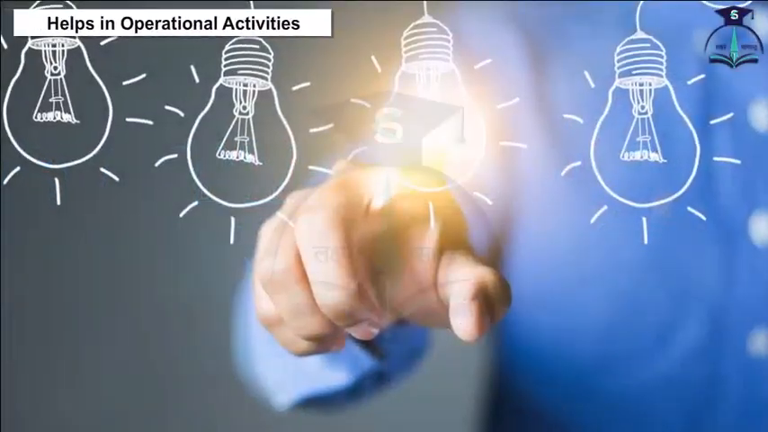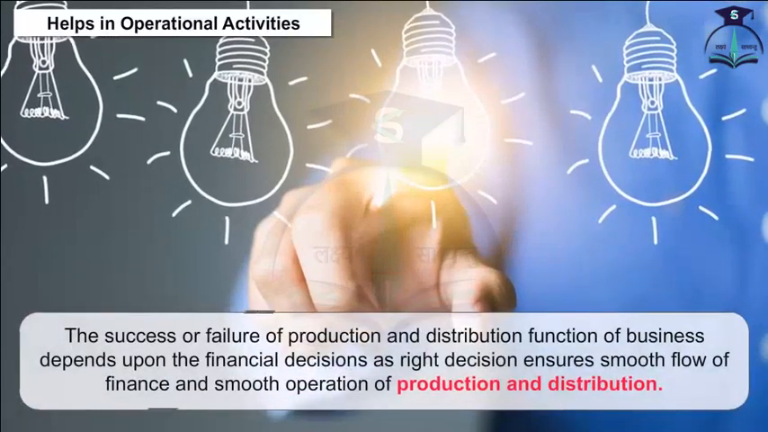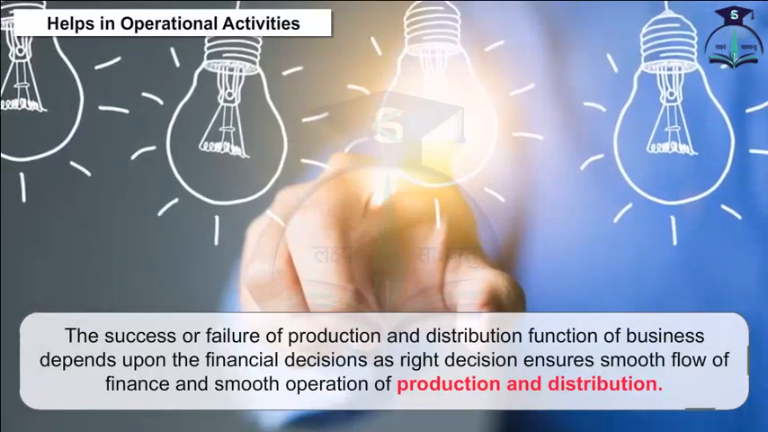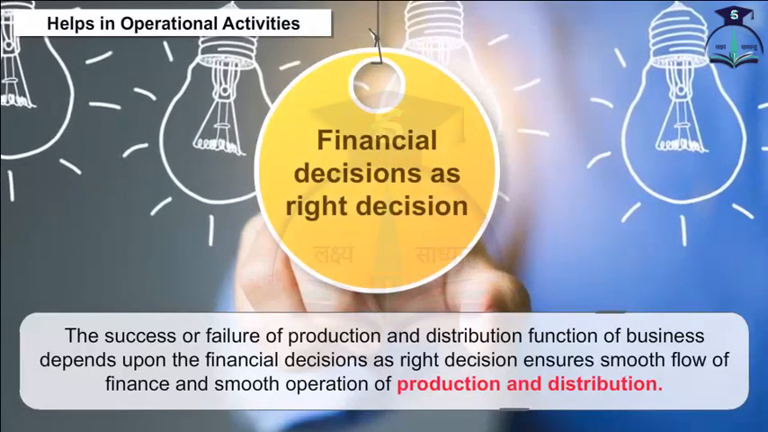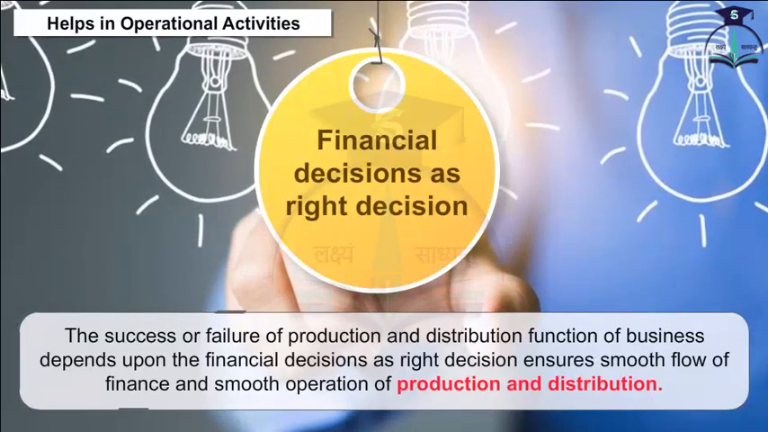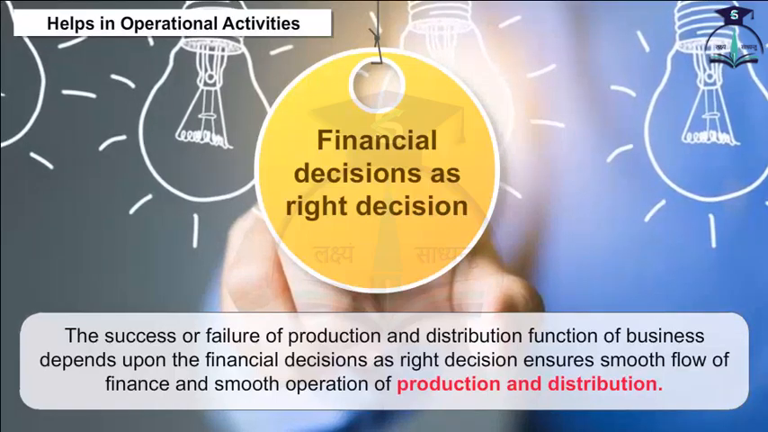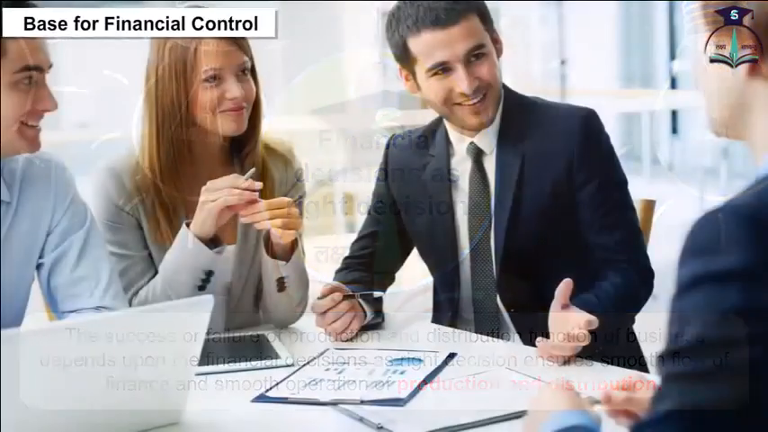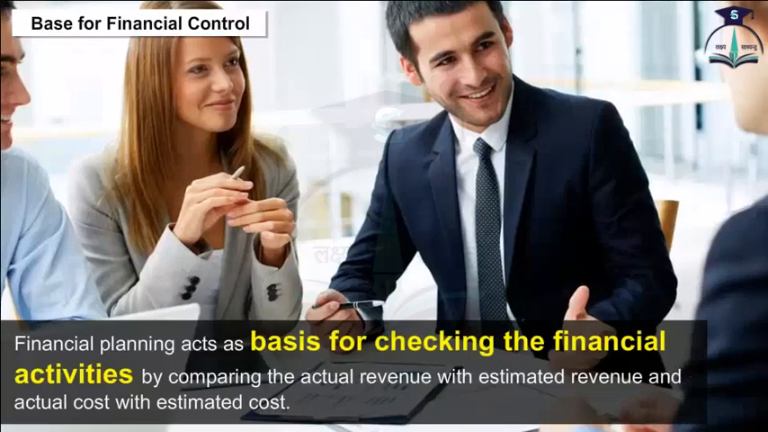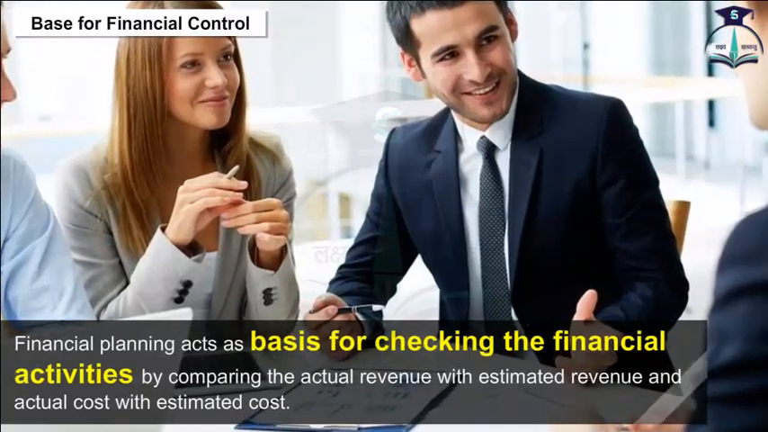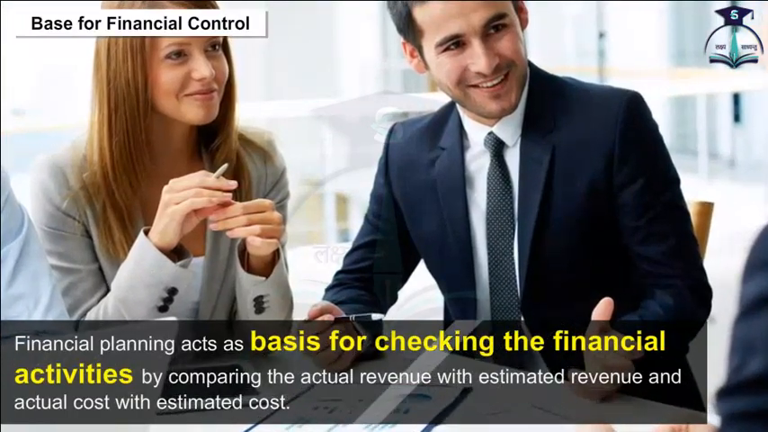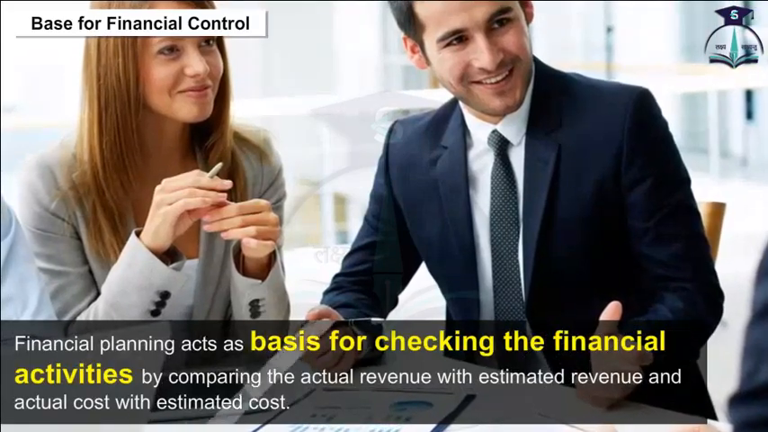Helps in operational activities. The success or failure of production and distribution function of business depends upon the financial decisions, as right decision ensures smooth flow of finance and smooth operation of production and distribution. Base for financial control. Financial planning acts as basis for checking the financial activities by comparing the actual revenue with estimated revenue and actual cost with estimated cost.